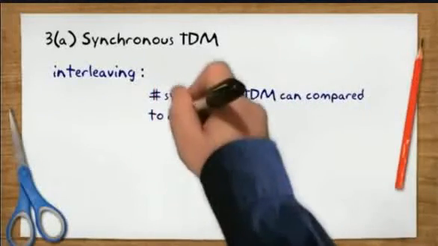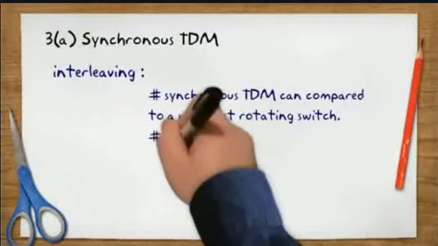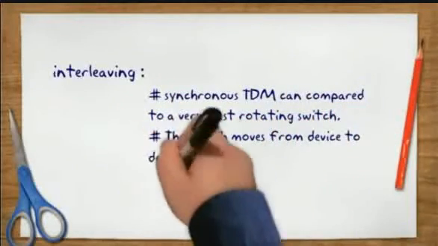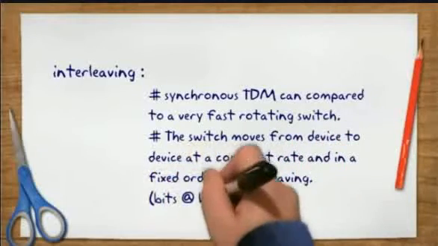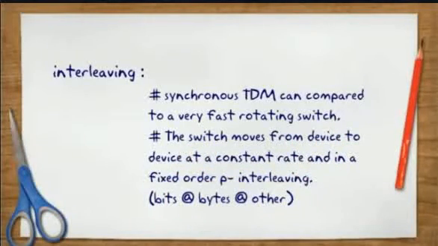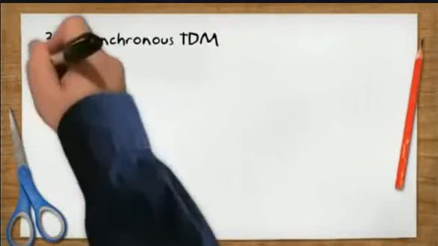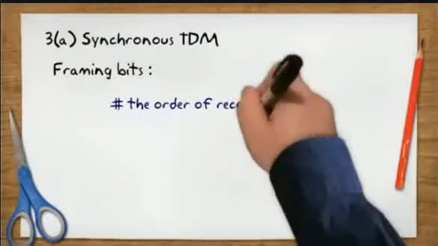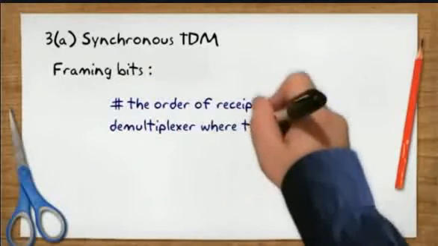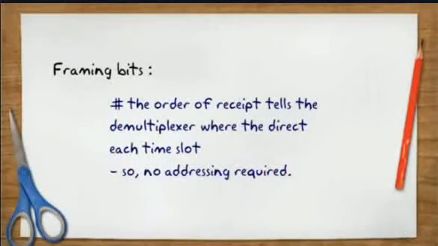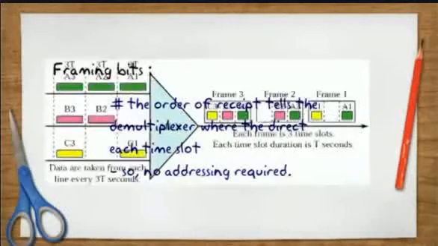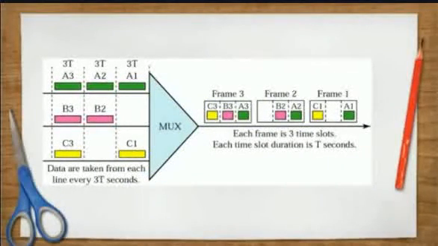Synchronous TDM can be compared to a very fast rotating switch. The switch moves from one device to the next at a constant rate in a fixed order. Now, what are framing bits? The order of receipt tells the demultiplexer where to direct each time slot. So no addressing is required in synchronous time division multiplexing. This is the advantage.